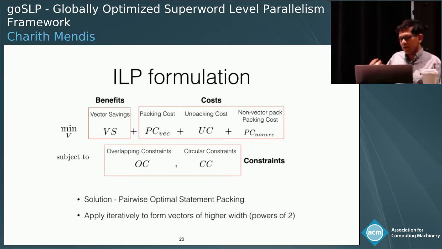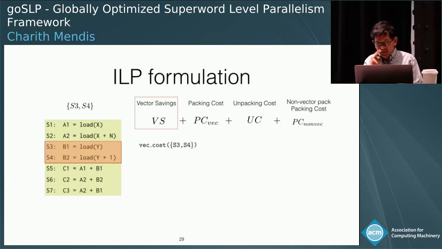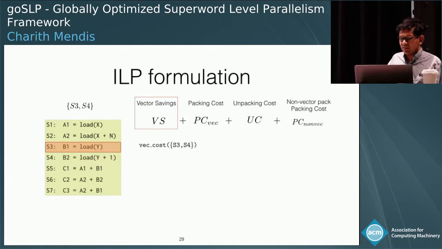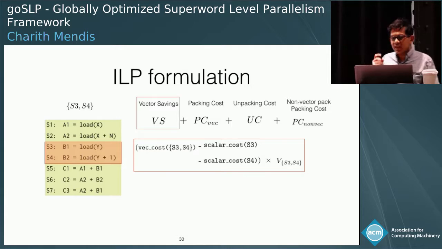Now let's briefly go into detail of how we encode vector savings and packing cost for a particular example vector pack. Again, I'll use the same basic block and use S3, S4 as the example vector pack. So we ask the question whether executing the vectorized version of S3, S4 is better than executing its scalar counterparts S3 as well as S4. And if this is true, this particular quantity is negative.